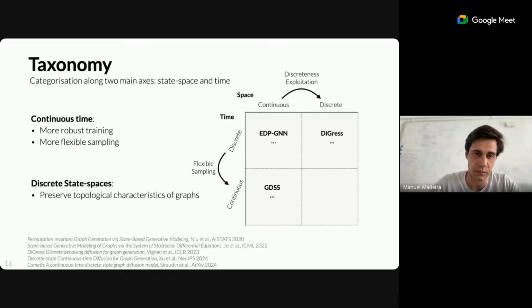In parallel, a formulation based on a discrete counterpart of diffusion, so basically discrete diffusion, also emerged, and it natively allows to align the formulation with the inherent discreteness of graphs, and thus allows to preserve the topological characteristics of graphs, further pushing performance. Therefore, before DeFoG, the previously existing state-of-the-art consisted of methods that combine these two improvements, so working on discrete state spaces and running on continuous time.